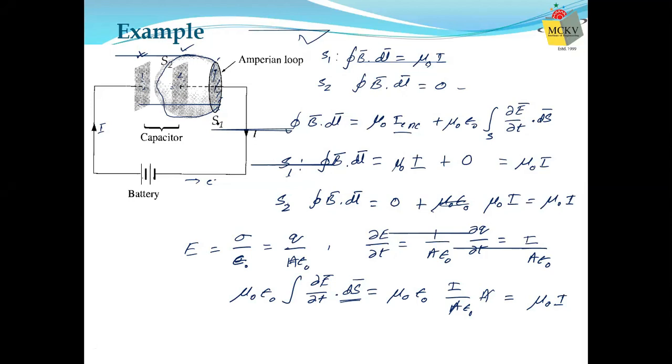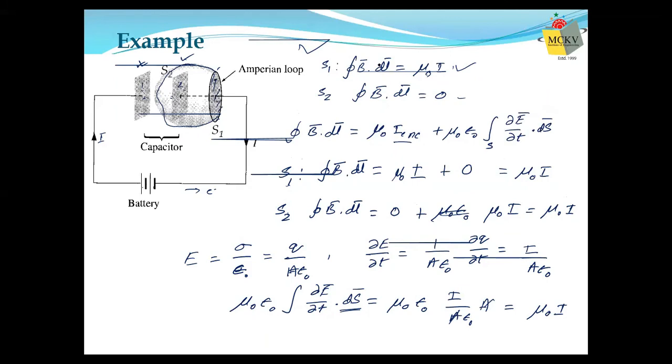If I take the S1 surface, then we get the right hand side value as mu naught I, whereas if I take this hemispherical surface, then the value I am getting for that closed integral B dot dl is 0. So the same formula cannot give you two different results under two different conditions. So that was the inconsistency in Ampere's law.